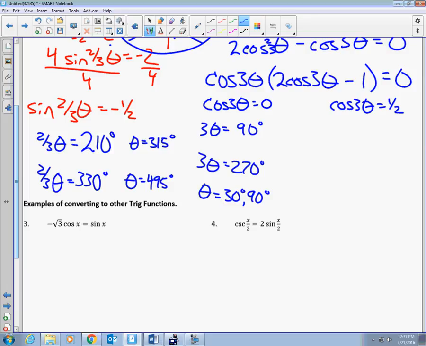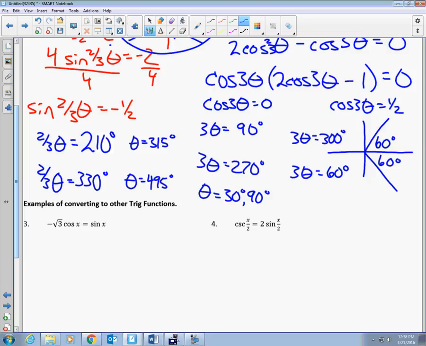Okay, now I have this second part to deal with. Well, cosine is positive. In which quadrants is cosine positive? 1 and 4. Anybody remember the exact value of cosine is equal to 1/2? 60. 60 is our reference angle. So therefore, 3 theta is equal to 60, and 3 theta is equal to 300. Divide by 3 and we get 20 and 100. So there are my 4 solutions.